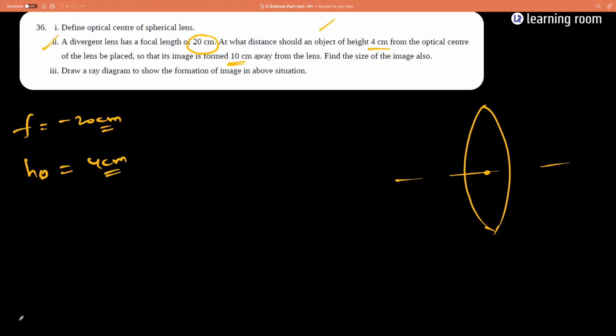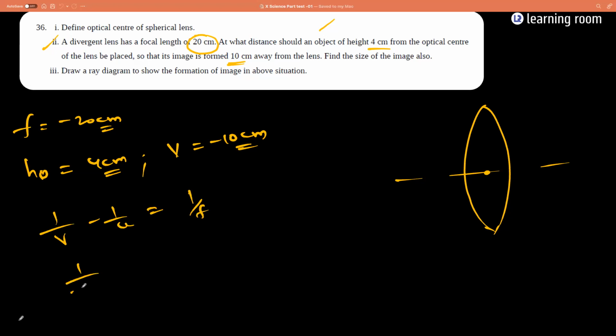So h naught is plus 4 centimeter. So where is the image formed? It forms a virtual image, so v will be minus 10 centimeter. So now can you tell me? 1 by v minus 1 by u is equal to 1 by f.